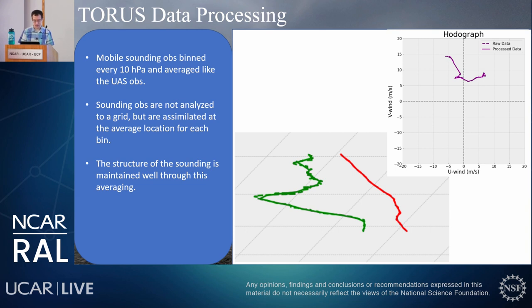I've got all these green dashes, or the dashed lines here, are the actual averaged data, and the solid lines are the raw data, and they match up fairly well. So we're not losing a bunch of structure in the sounding by doing this averaging.